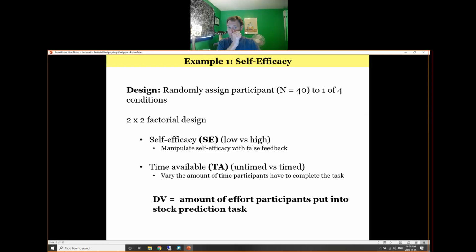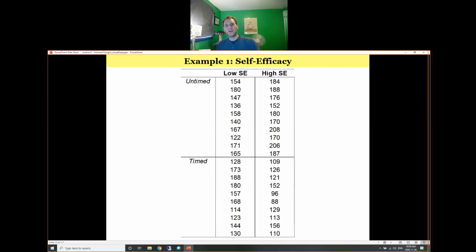And then our dependent variable was just the amount of effort that they put into the stock prediction task. I think we operationalized that as the number of attempts that they made to solve the problems. For our purposes here, we can just say we measured effort in some way. So I have our data here for each of our 40 participants, and they are split into 4 cells according to low versus high self-efficacy, split with either an untimed or a timed condition.